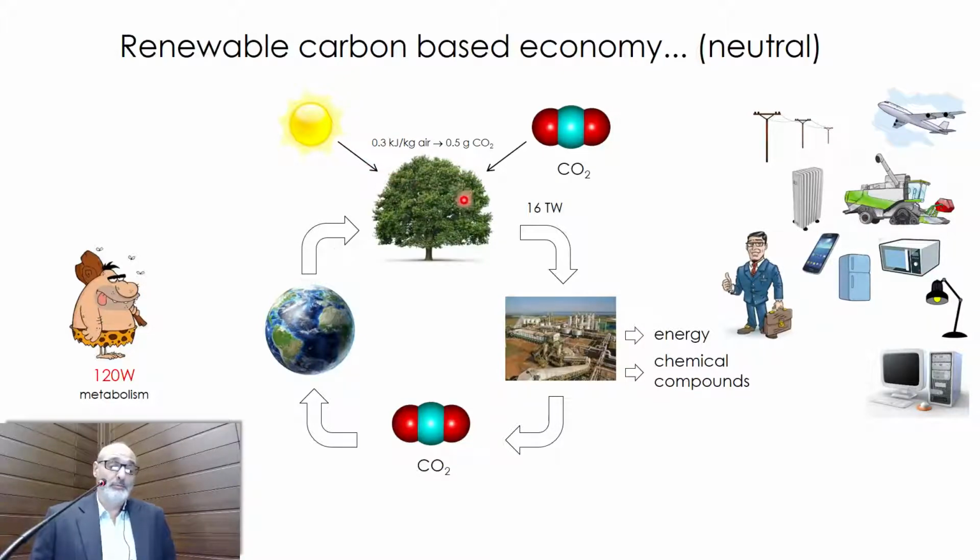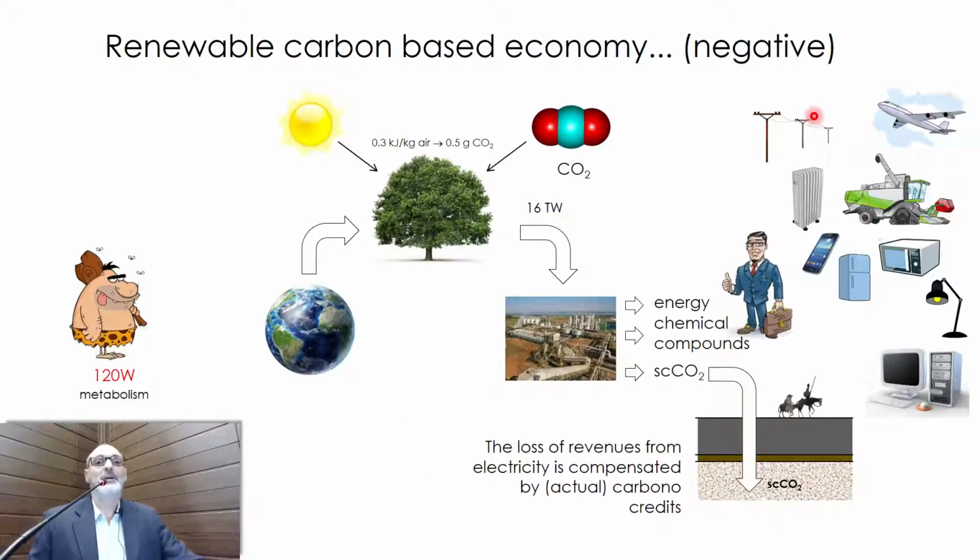So if you build your feedstocks through photosynthesis, you can then convert these biomass feedstocks to energy carriers, electricity, gasoline, ethanol, and so on, and also chemical compounds. When you re-emit this CO2 to the atmosphere, no problem, because it was present in the atmosphere in the first place. So, theoretically speaking, it's a neutral cycle.